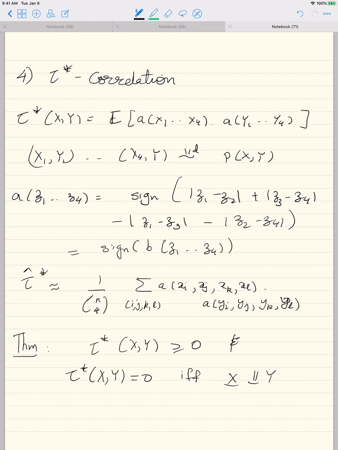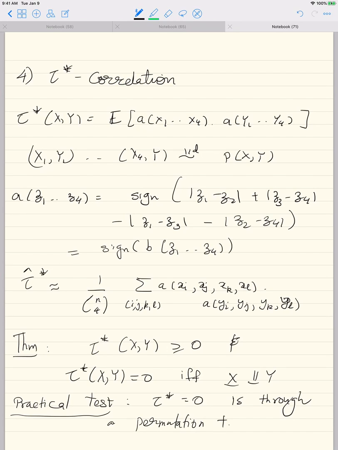So we can do a practical test to determine whether tau star is 0 or not through a permutation test. So here is a geometric intuition behind the tau star test.